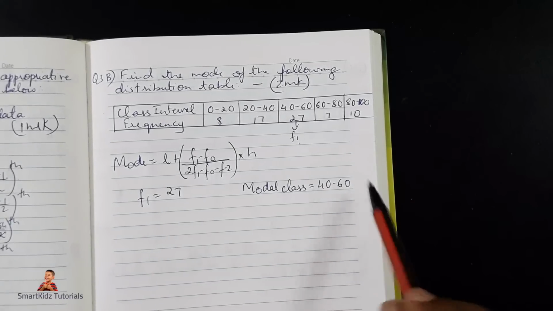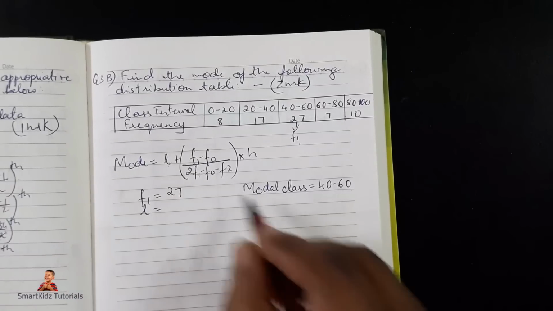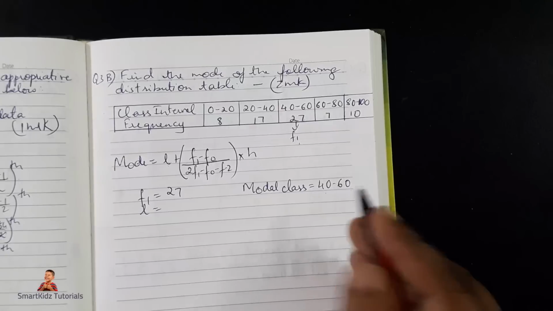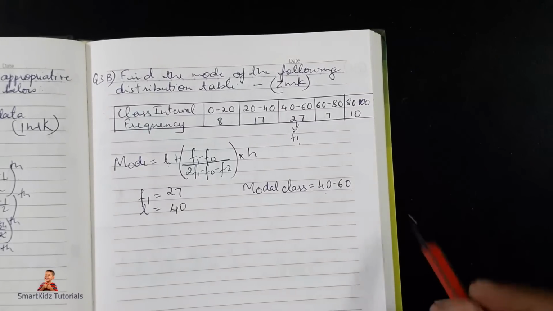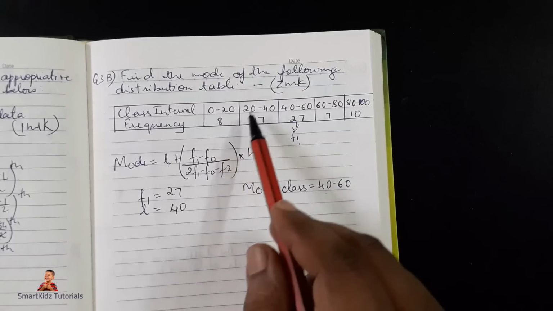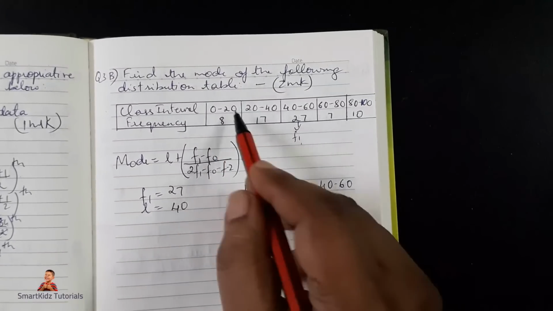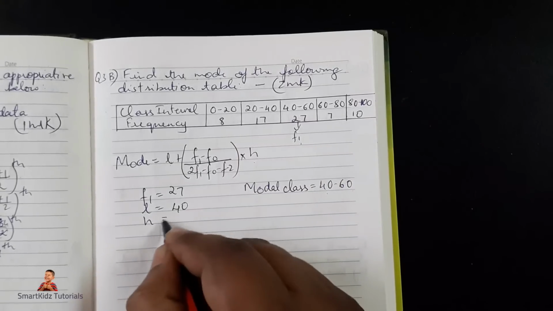Then we have L over here. L is actually the lower limit of the modal class. Lower limit of the modal class is 40. Then we come to H. H is the class size. So class size we get upper limit minus lower limit. So that is nothing but 20.